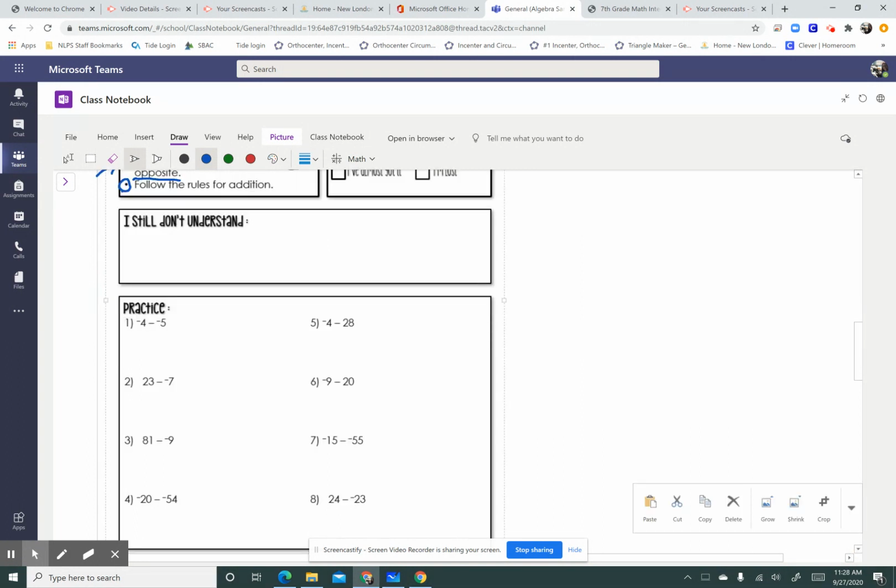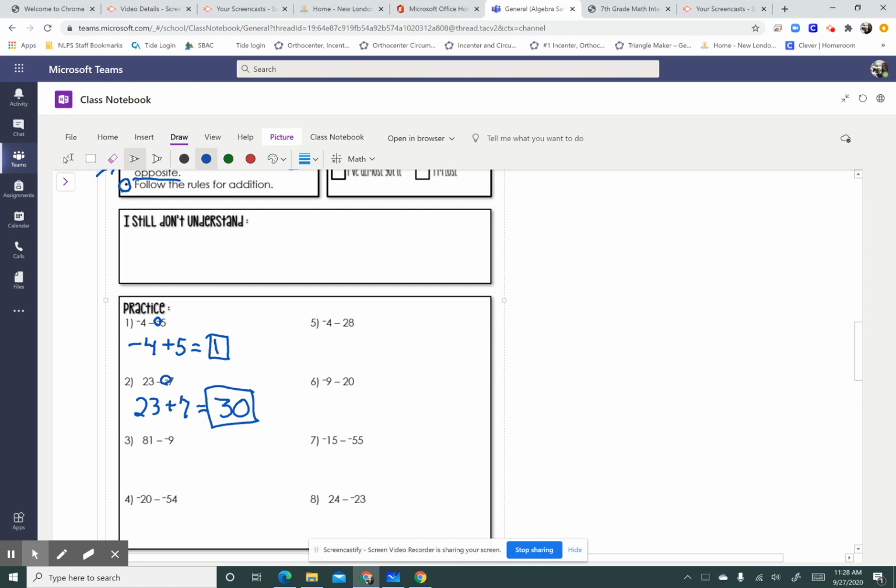So here we have -4 minus -5. Let's use our new rules. -4, that stays the same. We change the subtraction to addition, and we change this negative to a positive. -4 plus 5 equals 1. Let's look at number 2. We have 23, that stays the same. We change the subtraction to addition, and we change this -7 to a +7 for a total of 30.